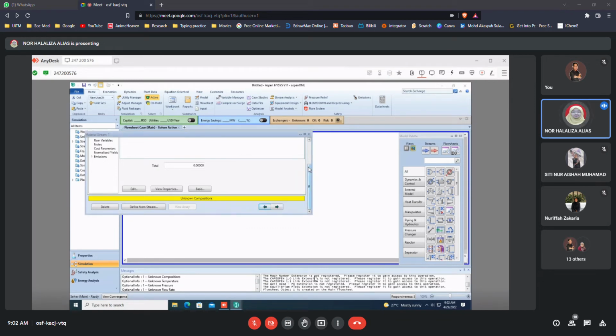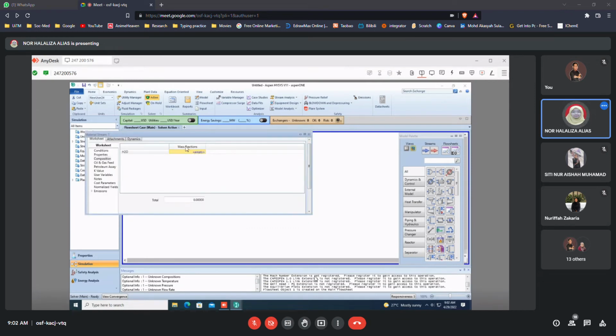Okay, and then next one, double click this. So you saw the one we changed just now is mole fraction, right? Okay class, can? Can, Doctor. Okay, so once it changes to mass fraction, you double click the empty. Empty means you can key in the value. Okay, so I just click once.